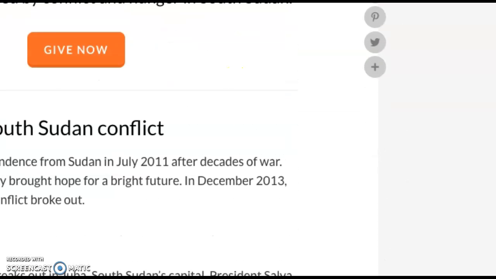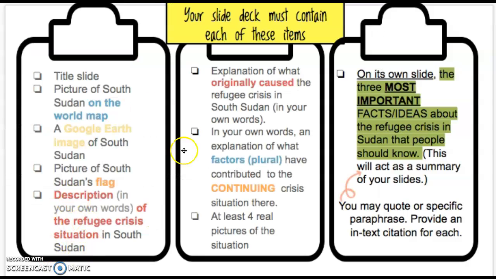Okay, so that's just a quick glimpse of what it looks like. All right, so then you're going to have to read on that site a description of what's going on in that situation, and you're going to translate that into your own words. You have to make sure you're really, really explaining it. I will tell you more about that.